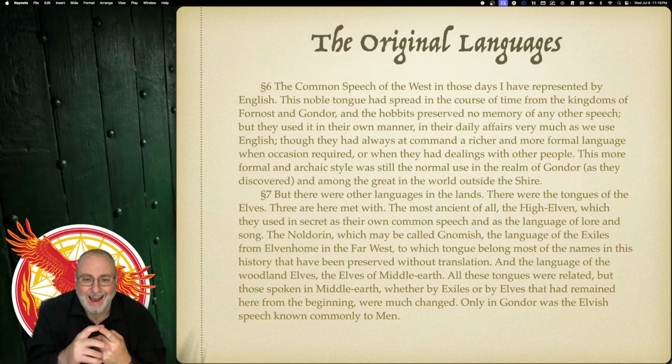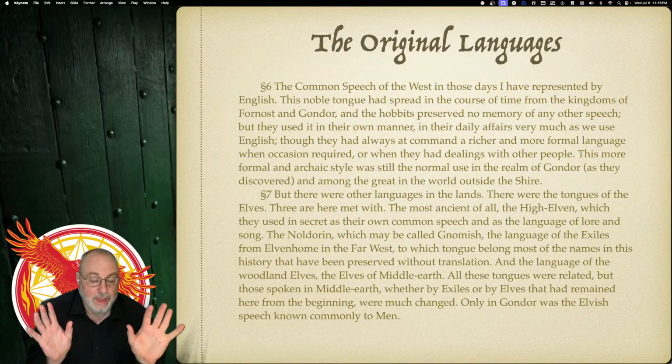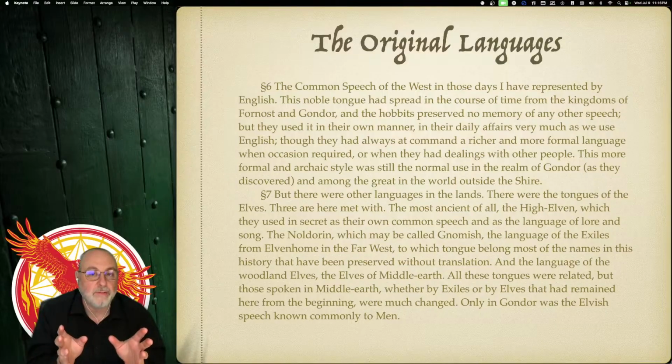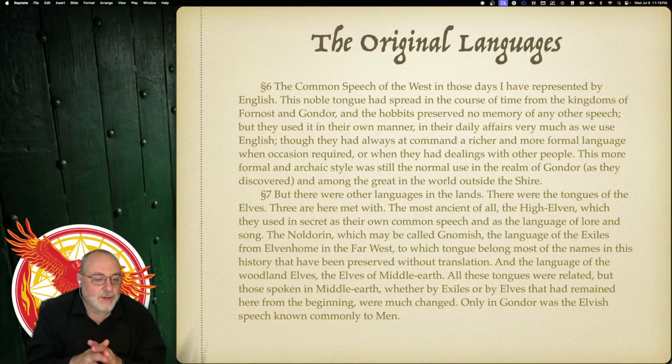He calls the first one High Elven. He calls the second Noldorin or Gnomish. So just in case, one message I'm trying to convey here: if you were confused by this paragraph, so am I. We can all be confused together because I'm confused. And this seems to me to suggest pretty clearly that Tolkien was here in the midst of a significant shift in how he's thinking about these languages.